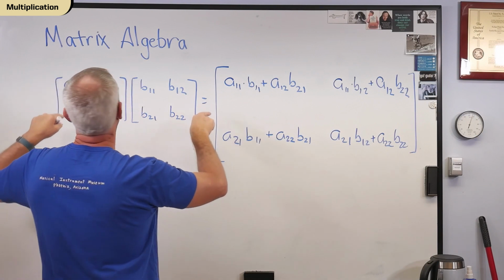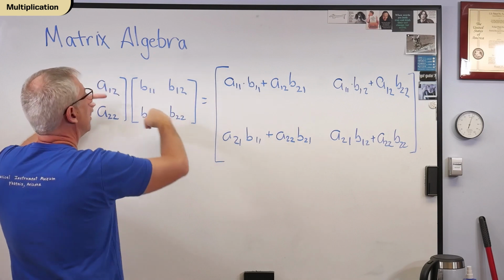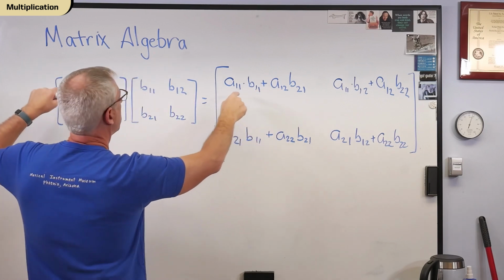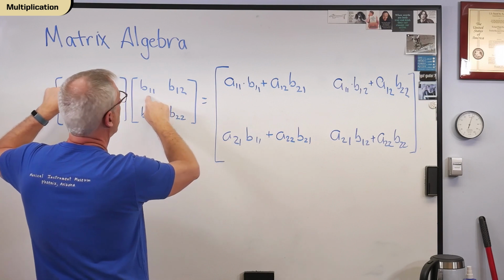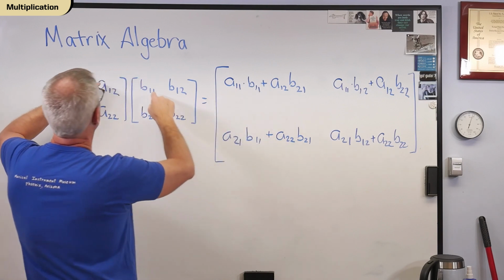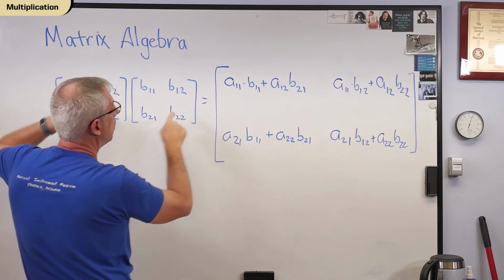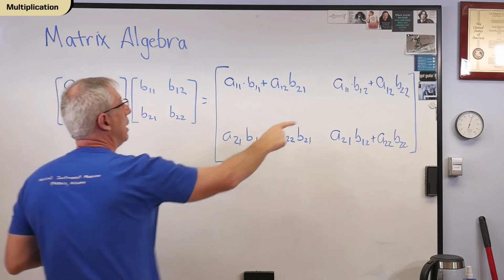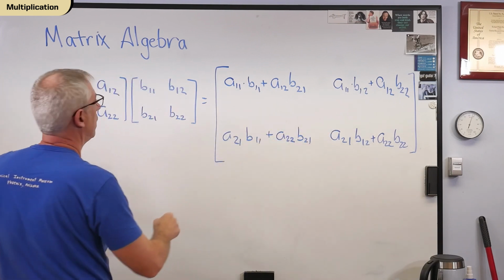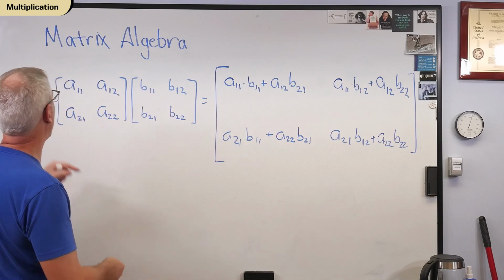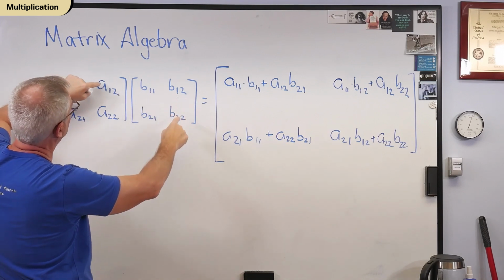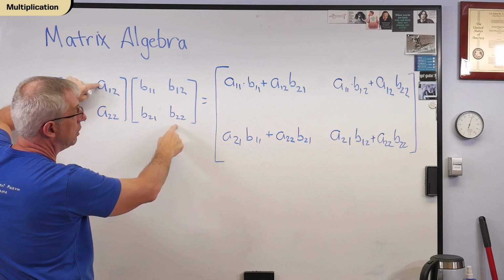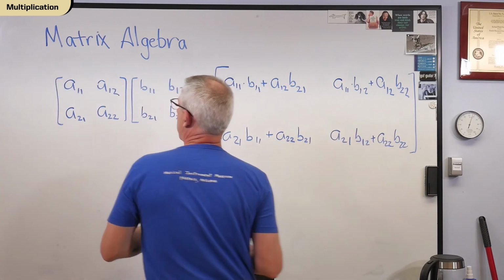Okay, so first row here, first column there. First row, first column. Okay, A11 times B11 plus A12 B21. So there's the first row, first column. Let's go over here now. See if I can do this without getting my head in your way. So A11 B12 plus A12 B22, that's over there.